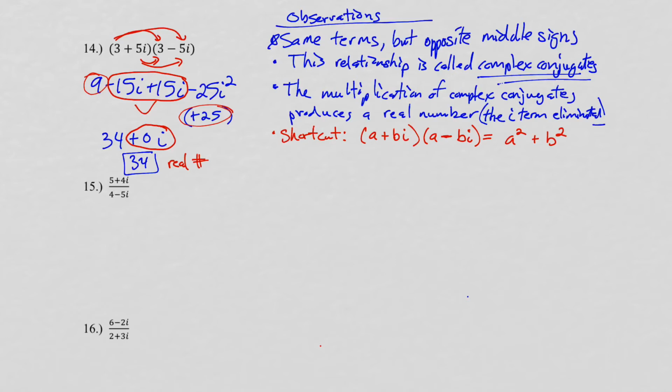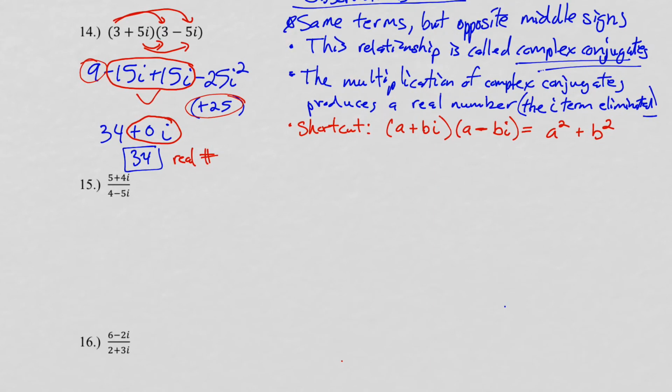So let's go to number 15. It's a little small, so I'm going to zoom in some. So if you look at 15, it says 5 plus 4i divided by 4 minus 5i right now. What's wrong with this expression? It's not really apparent. There's something that needs to be done to this. So what needs to be done to this expression?